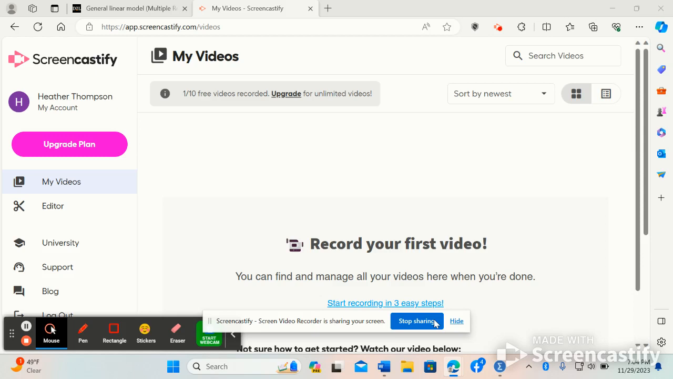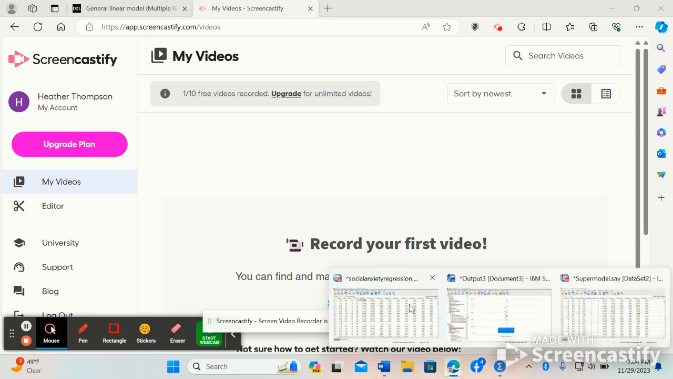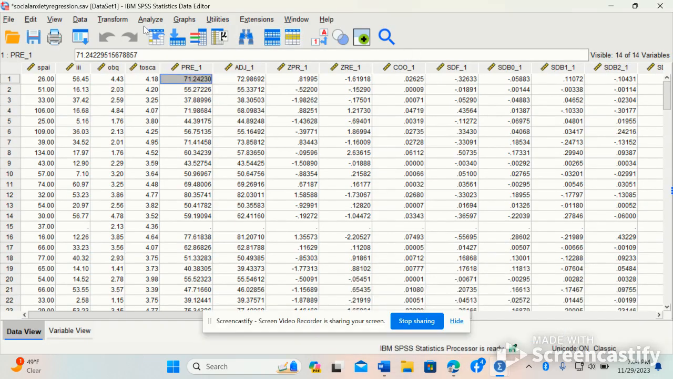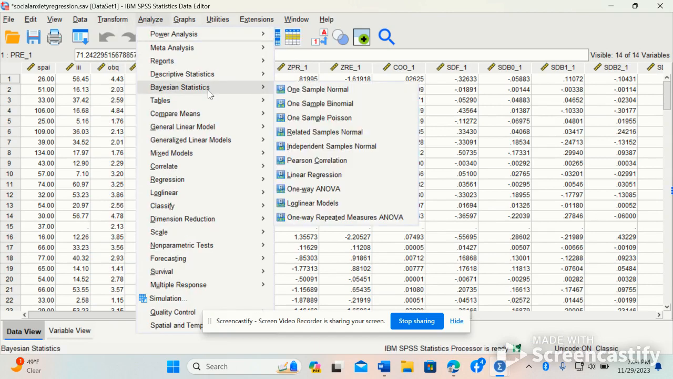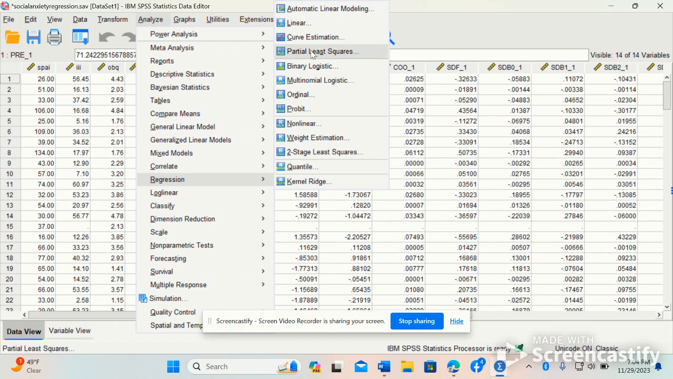Alright, today I'm doing multiple regression, and I've got everything here. Ignore all these numbers; it looks crazy. So you're going to go to Analyze, then Regression, then Linear.